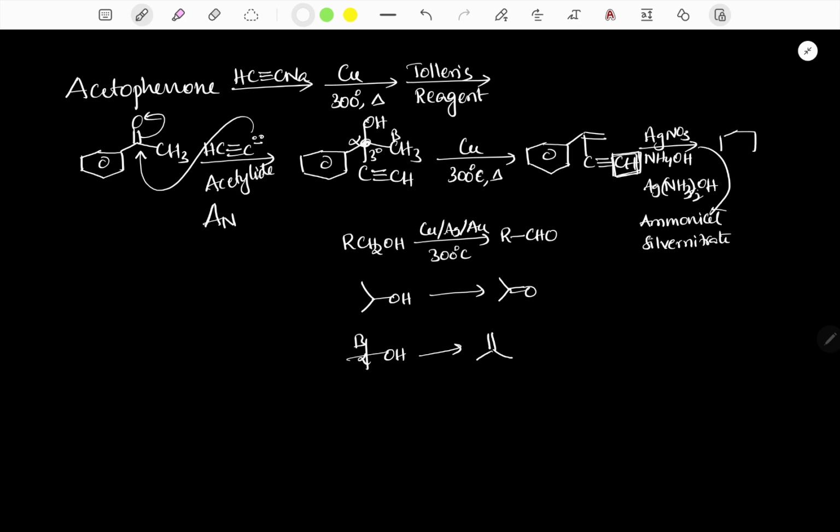Here simply an acid-base reaction takes place with the terminal alkyne, and the C minus forms a salt with Ag plus. It is a white precipitate. So the alkyne reacts with Tollens reagent and forms a white precipitate. It confirms the reactant has a terminal alkyne. So it is a test for terminal alkyne.